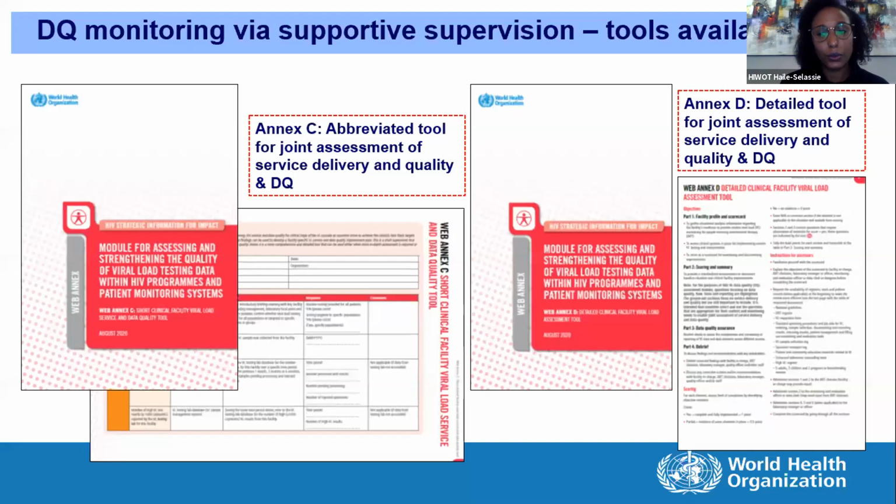Just to highlight the two tools that we have, again, these are agreed by partners. Annex C is a short abbreviated tool that allows joint assessment of service delivery and quality. I don't have time, unfortunately, to show you what goes into these, but in addition to looking at all the service delivery areas, it also has built-in checks around completeness and consistency of data.